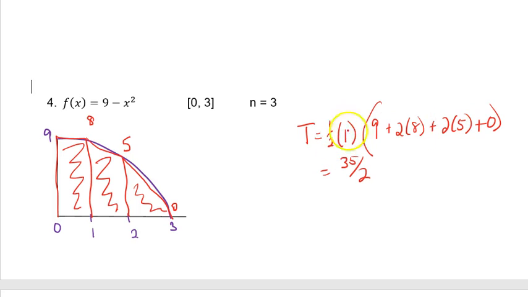So in your shorthand version, you have 1/2 your height, which is the width again from x to x. So in this case it's 1. My first base was 9. Then I had 8 and 5 in the middle, so they both got multiplied by 2 because they were in 2 trapezoids each. And then the last one, the 0, was only used by that last trapezoid. So this ended up to be 35 over 2, and hopefully you did pretty well with that.